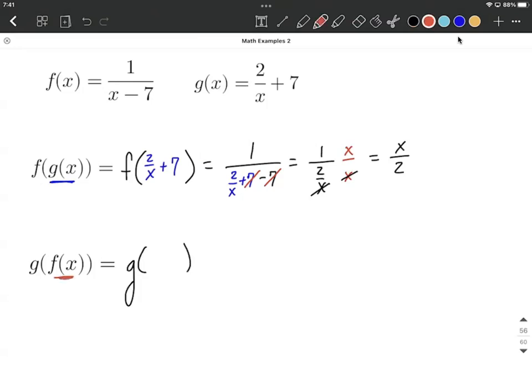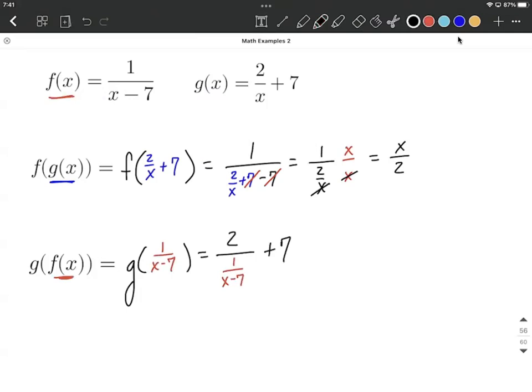This time our inner function is f of x, so we need to replace the f of x with 1 over x minus 7. Okay, from here, we're going to go to g of x, and something different is plugged into g of x. So it'll be 2 over whatever was replacing the x, 1 over x minus 7. And then we'll bring along the plus 7 from the original definition of g of x.